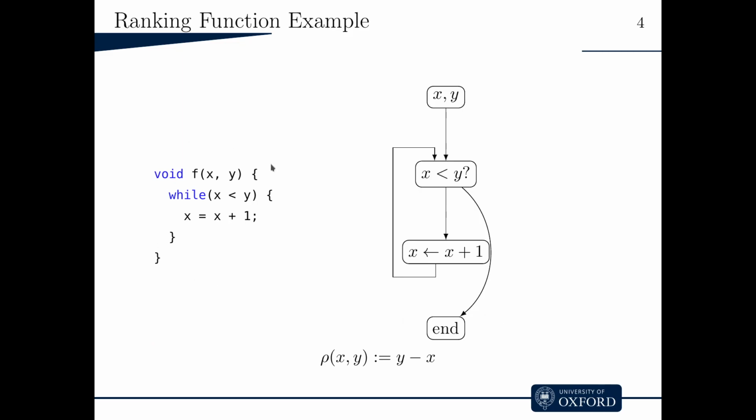As an example, consider the program from before, and we create this control flow graph, and we can see that the provided ranking function here, y minus x, is in fact decreasing at every step whenever we reach this loop head. So when we loop through again and again, this will always decrease by 1 because x is equal to x plus 1, so y minus x at time step t minus 1 is always greater than y minus x at time step t.